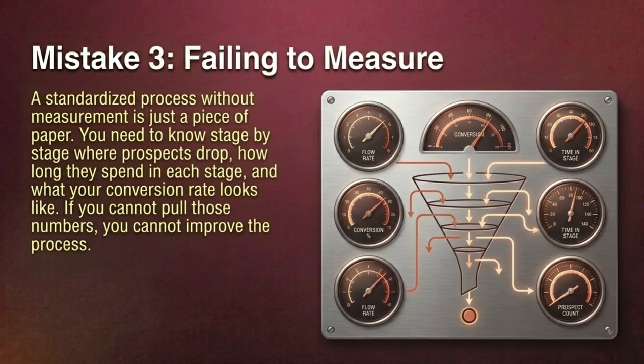The third mistake is not measuring it. A standardized process without measurement is just a piece of paper. You need to know stage by stage where prospects drop, how long they spend in each stage, and what your conversion rate looks like from stage 1 to stage 7. If you cannot pull those numbers, you cannot improve the process.